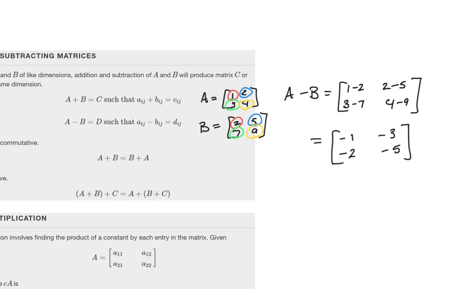They have to have the same size, same number of rows, same number of columns, for us to add or subtract our matrices. If they don't, we can't actually do that. So say I had matrix C, which is 1, 5, 6, 7, 9, and 10. I would not be able to add or subtract this to A or B simply because this has more rows than these two. It has the same number of columns, but it has more rows, so I wouldn't be able to add or subtract C to A or B.